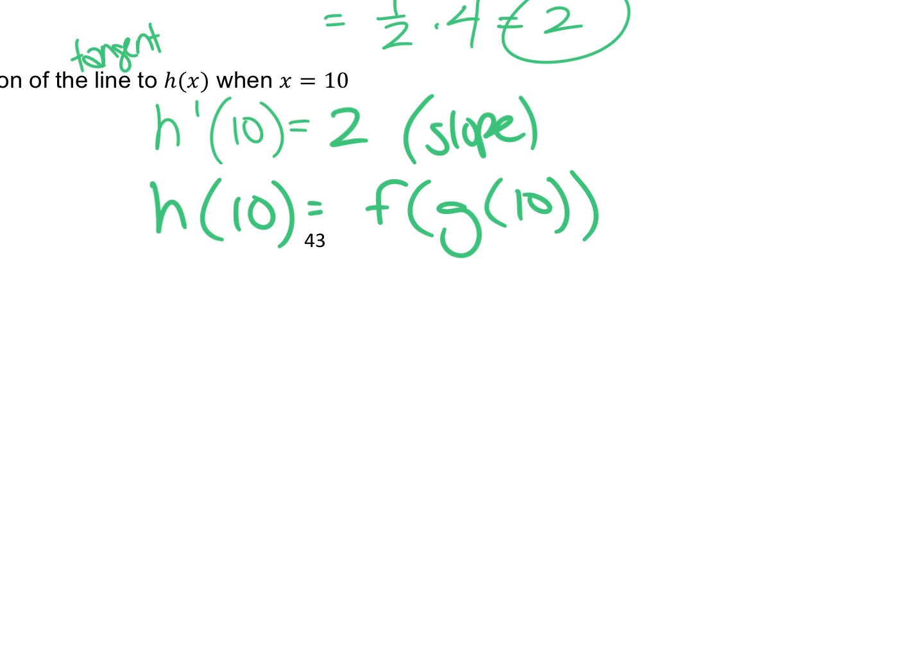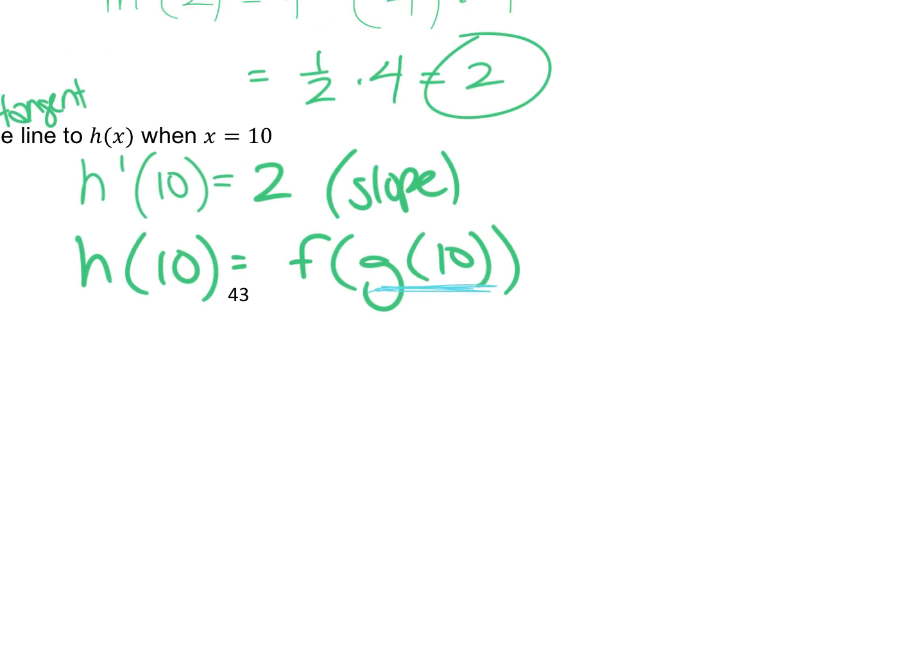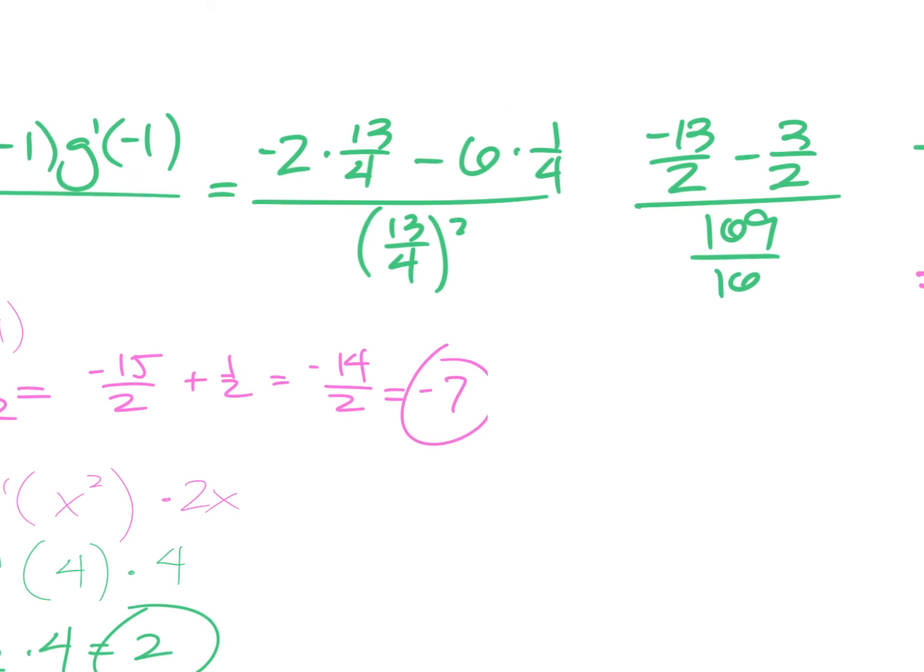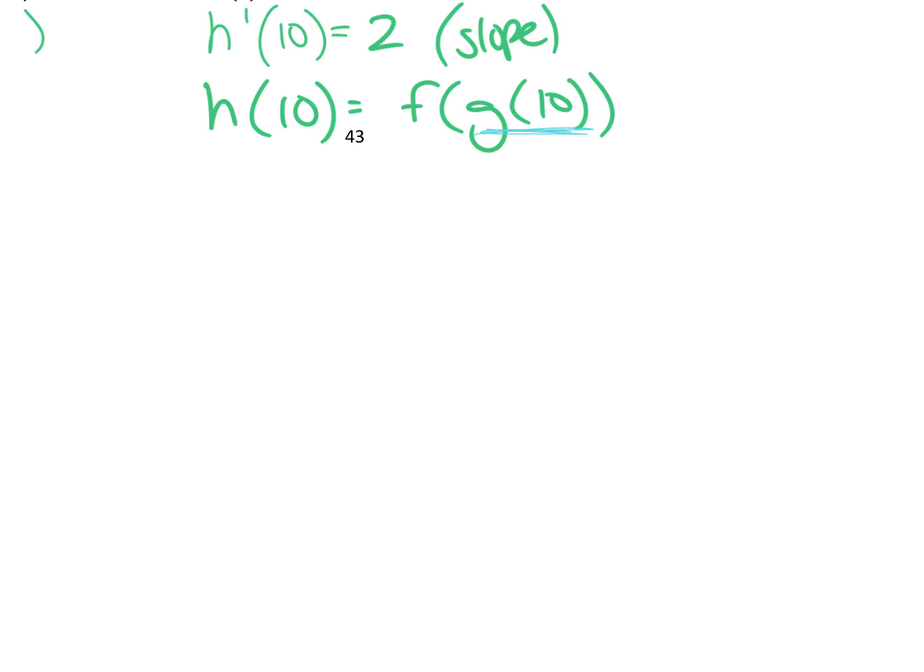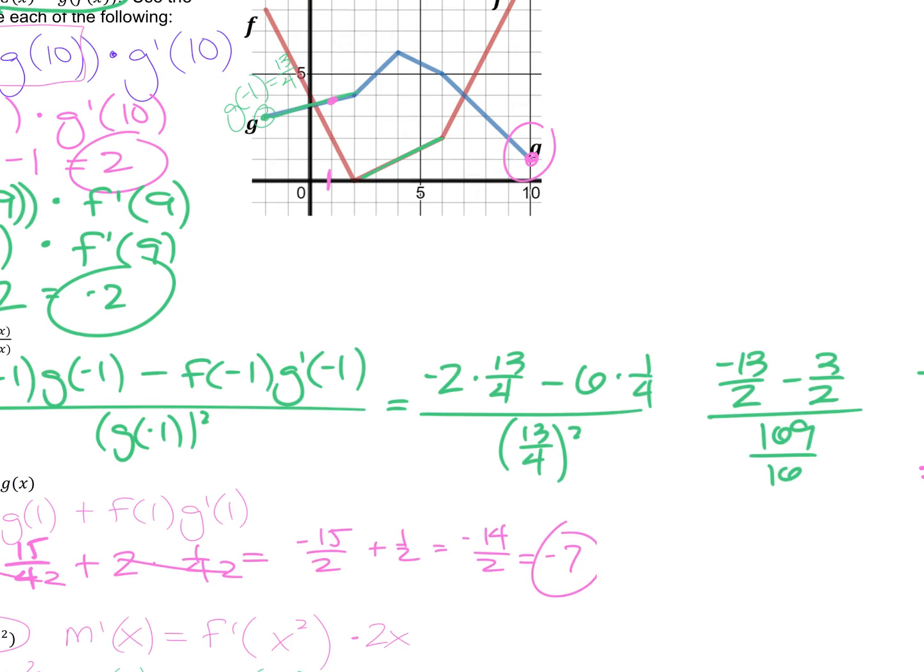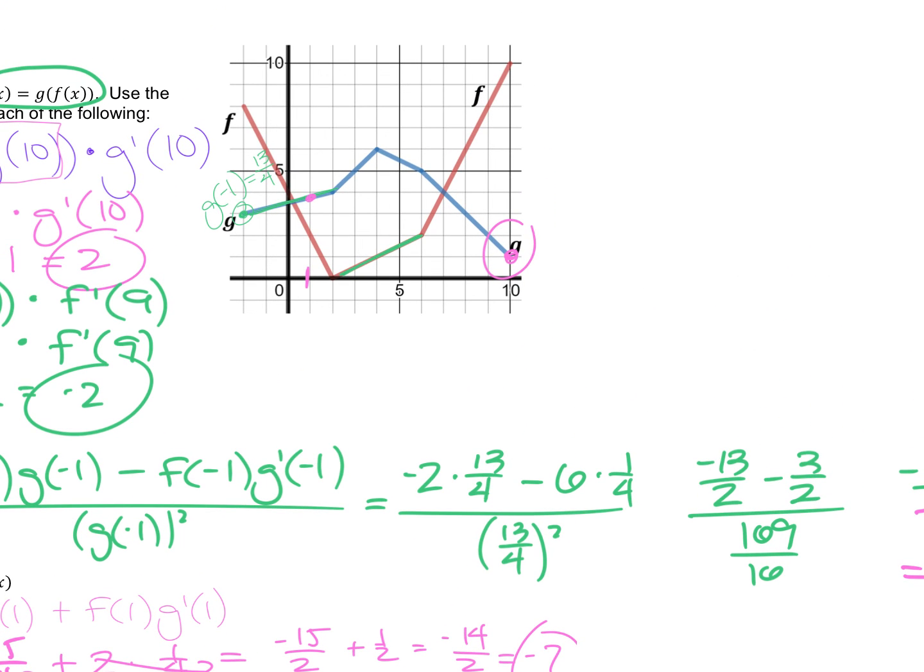We've done this before, so what do we do first? I do g of 10 first. Where do I find g of 10? On the graph. So I go to my graph. At 10, what is g of x? 1. All right, going back here, that then is f of 1. Yes? So I go back to my graph. F of 1 is 2.